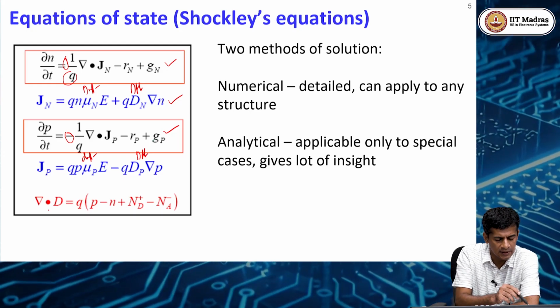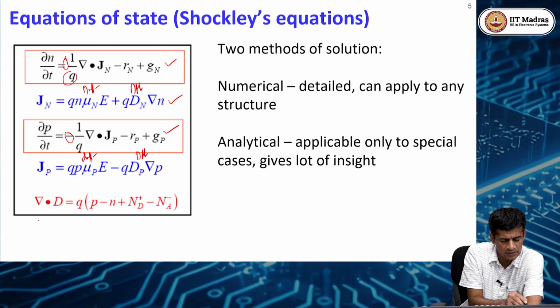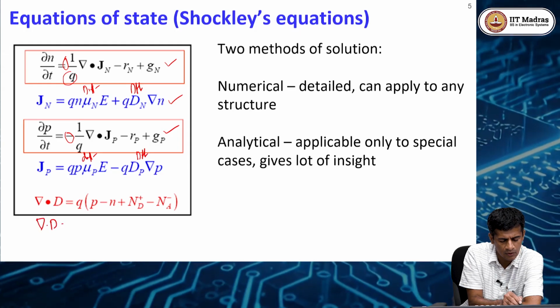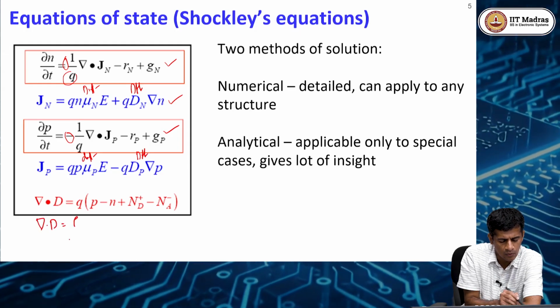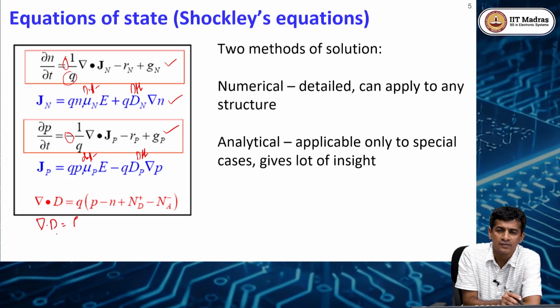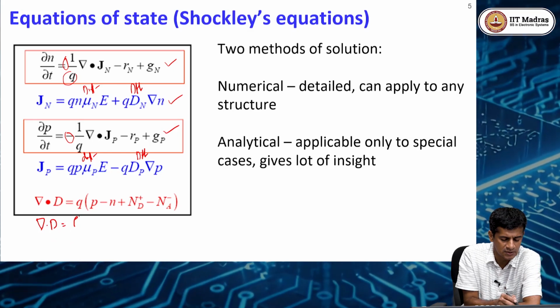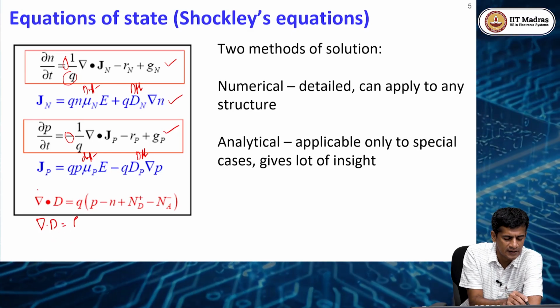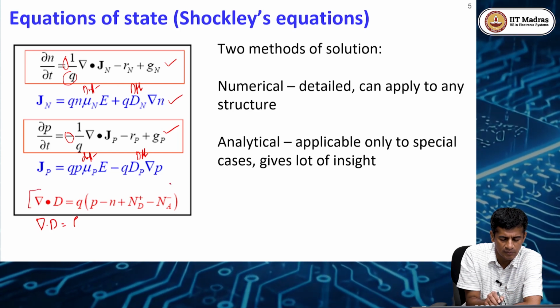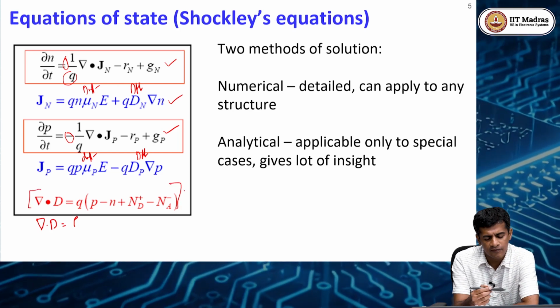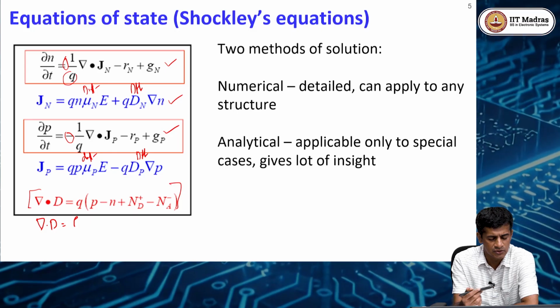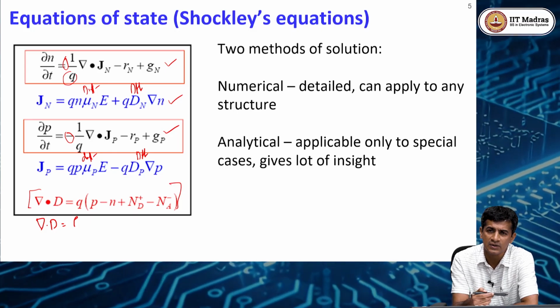And the last one is actually nothing but Gauss's law, del dot D is equal to rho. This is already a part of Maxwell's equations, so we are using that one, because we need it. If you have any volume distribution of charge, how is that related to the electric field?